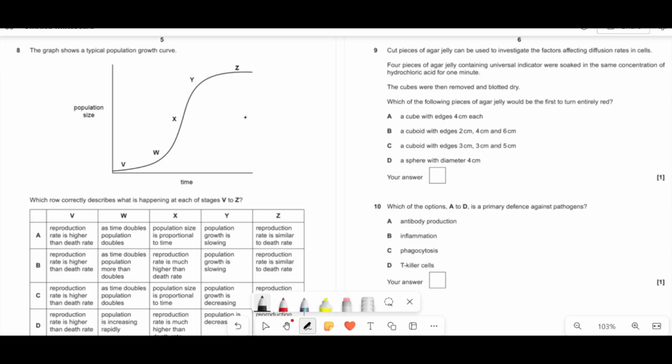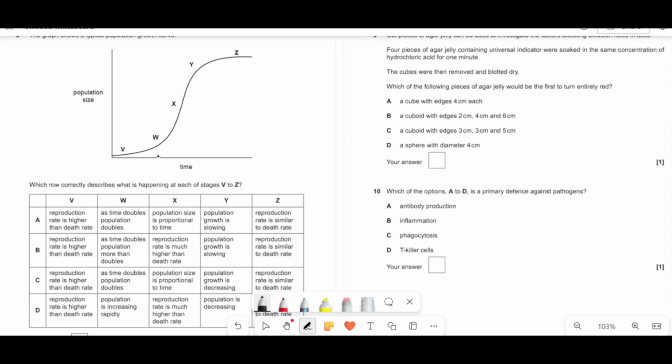The graph shows a typical population growth curve, and it asks which row describes what is happening at each of the stages V to Z. If we're going up in population size over time, it means there are more births than deaths. So any option where death is higher is knocked out. Here, the reproduction rate is higher than the death rate because it's starting to climb up. At W, the population has started to increase a bit faster, and then here it's rapidly increasing. At Y, it's increasing less steeply, and then at Z, it levels off and the population becomes constant, as you can see here. So whichever one of these fits the bill is going to be it.